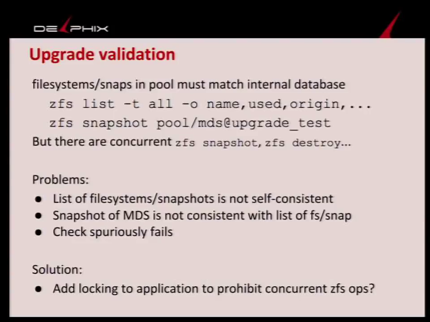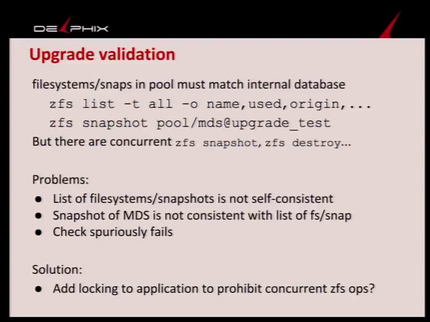But the problem is that there could be concurrent operations while this is going on. Like we might be creating new snapshots, destroying things. So what we want is a self-consistent point in time view of both the snapshot of MDS and the list of all the file system snapshots, properties, et cetera. And we don't get that because there's kind of two reasons.